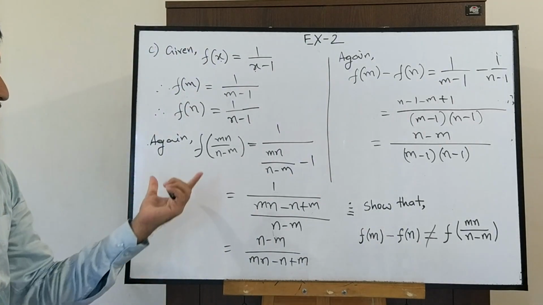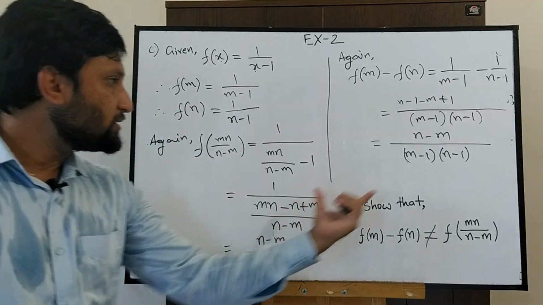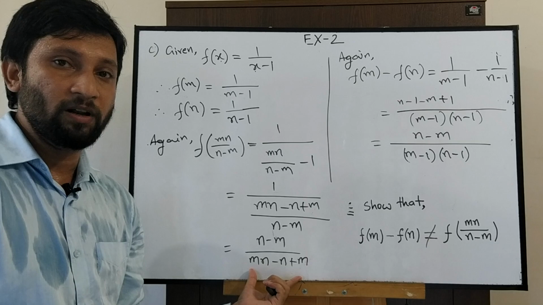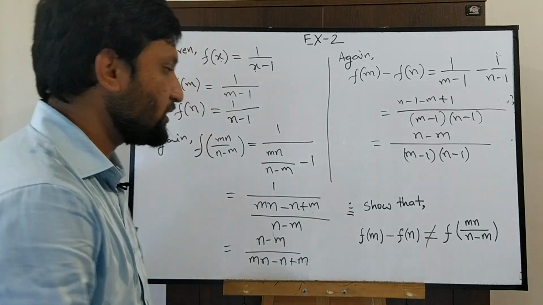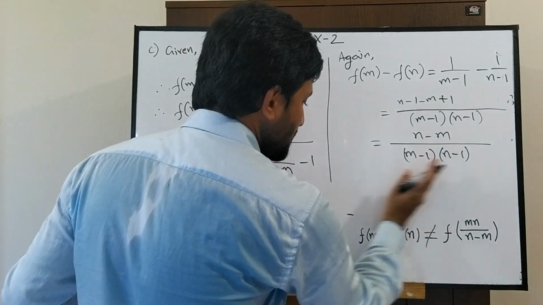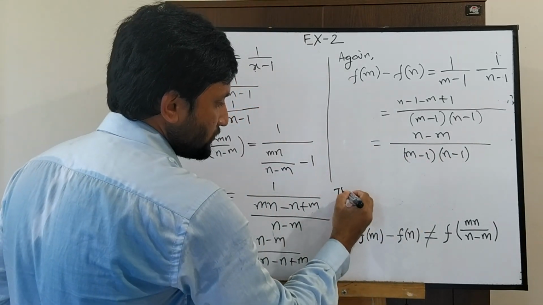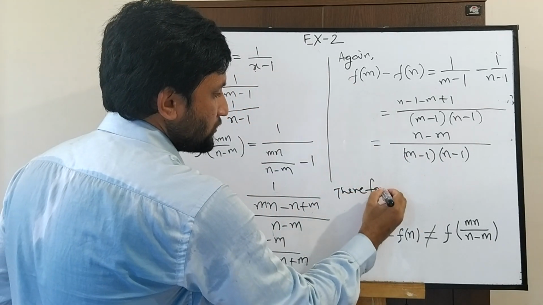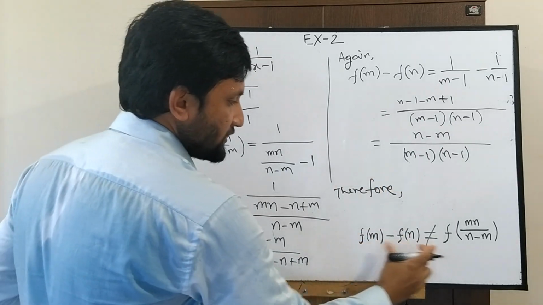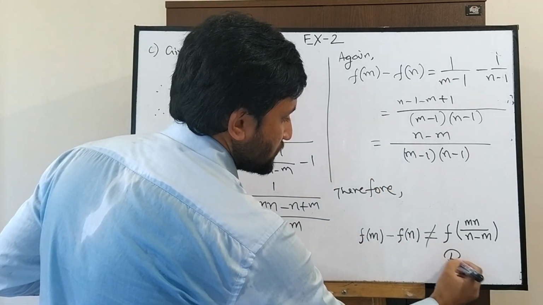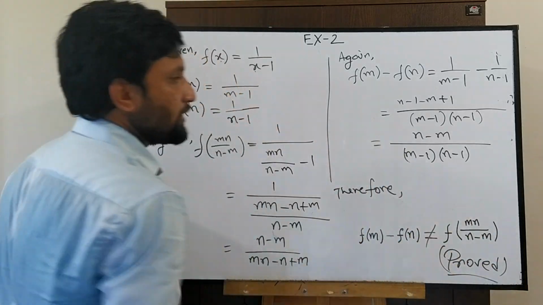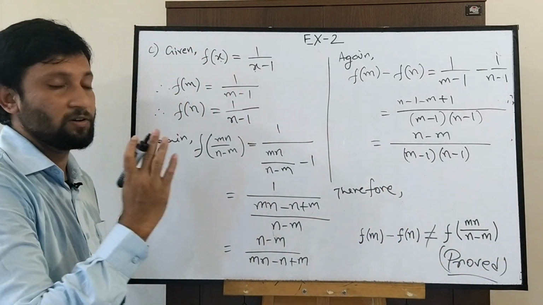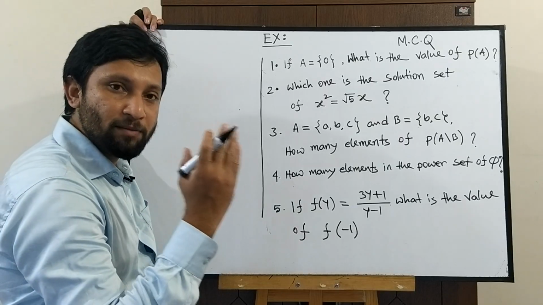But see that this part and this part are not equal, so we can say that the left hand side and right hand side are not equal. Therefore, left hand side not equal right hand side, proved. I hope everybody is clear. Now the MCQ part.